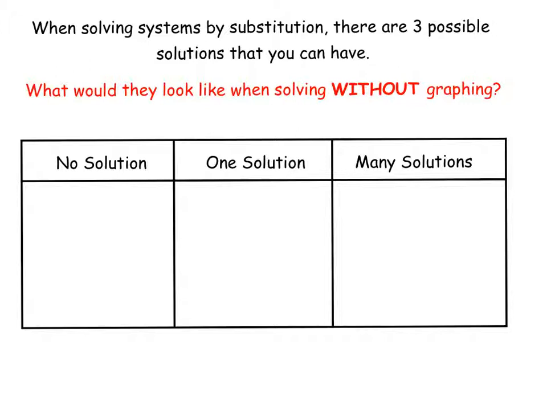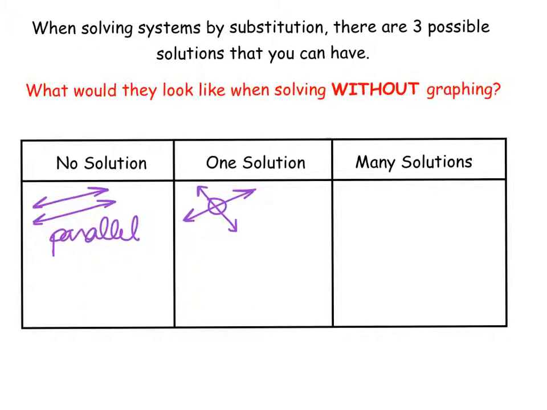So as a review, I want to talk about what solutions look like when you have no solution, one solution, or many solutions. And so a few days ago, we did this with graphing. And we knew that when we have no solution, we end up with parallel lines. When we get one solution, we get intersecting lines, and then that point of intersection is our answer. And many solutions is when you're actually graphing the same line, just twice.